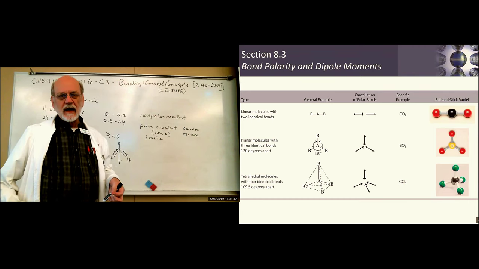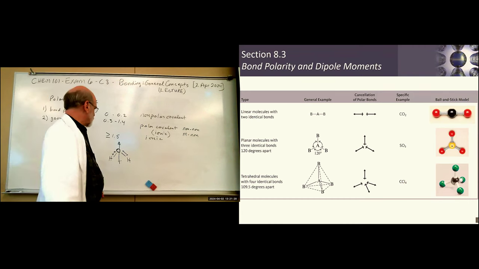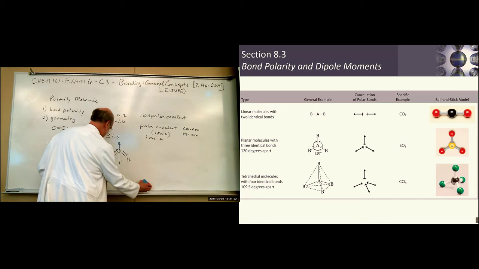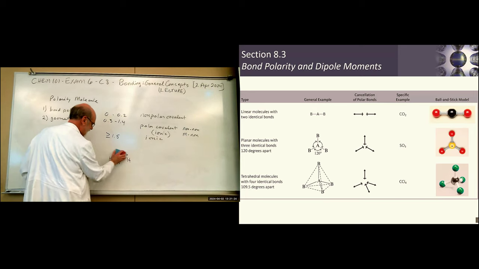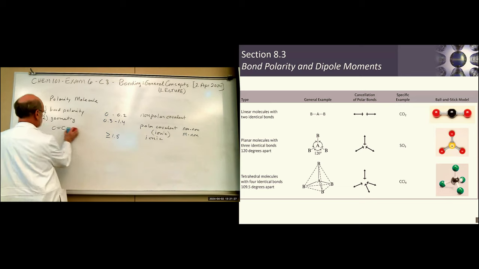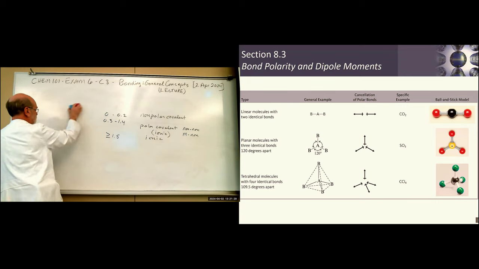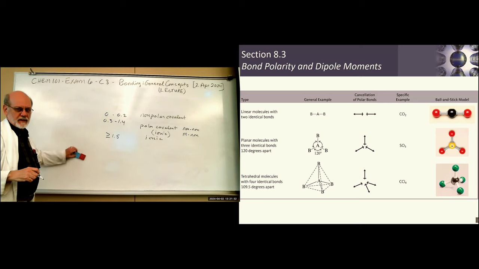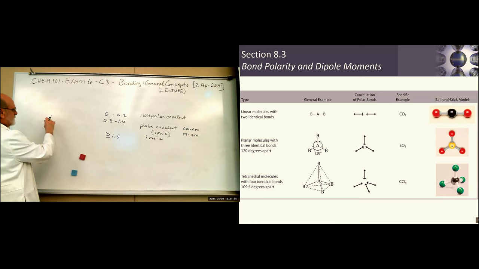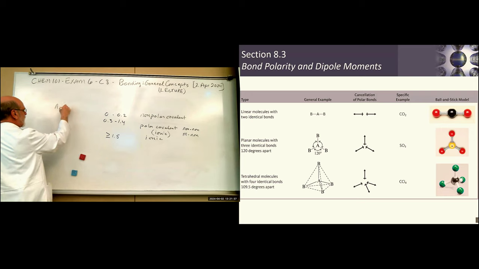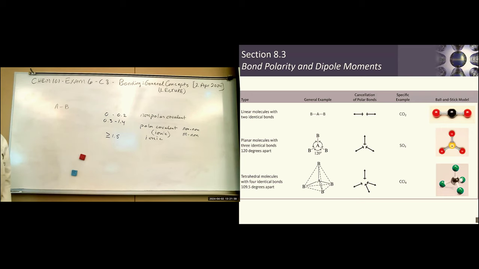Okay, regular shapes. If we have, say, two atoms bound together, there's only one possible shape for that. It's linear. If we have another one on this side, and it's in that arrangement, it's linear. Right? Carbon dioxide is an example.